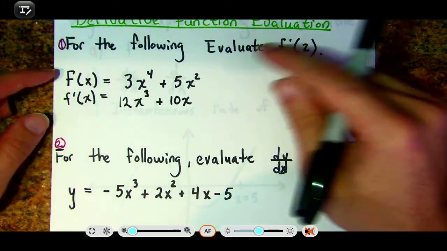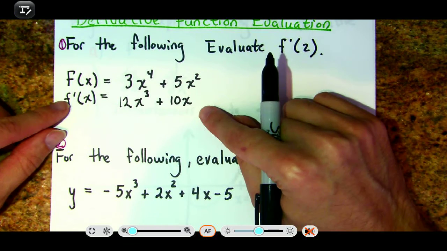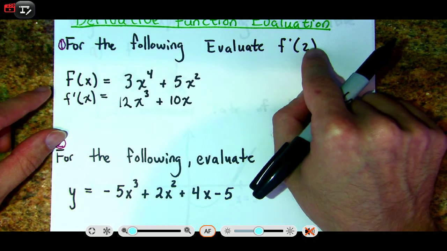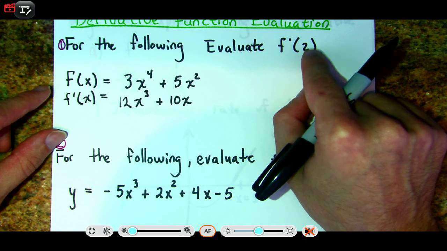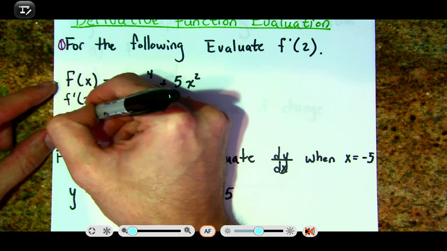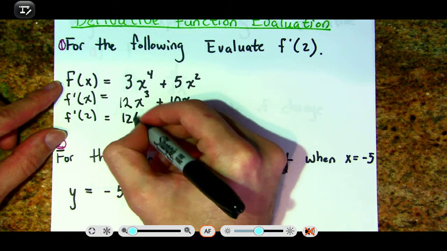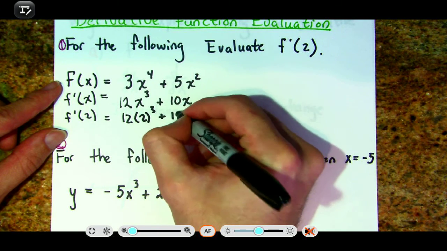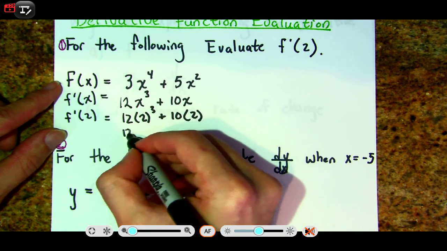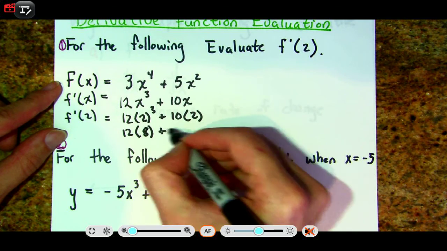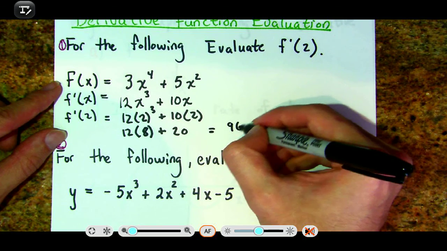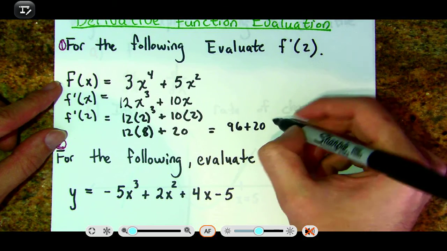So this is the original function f. This is its derivative. Now, what is the question asking? It's saying, hey, find f prime of 2. So all we're going to do is plug in 2 into the derivative. So we just have f prime of 2 is equal to 12 times 2 to the 3 plus 10 times 2. And this becomes 12 times 8 plus 20, which is equal to, 12 times 8 is what? 96 plus 20, and that's equal to 116.